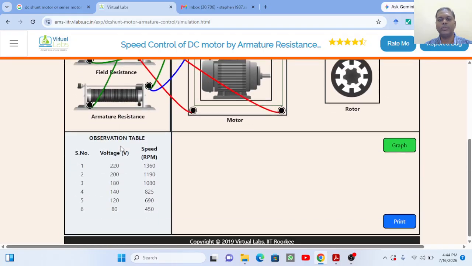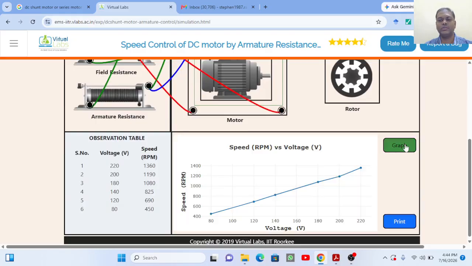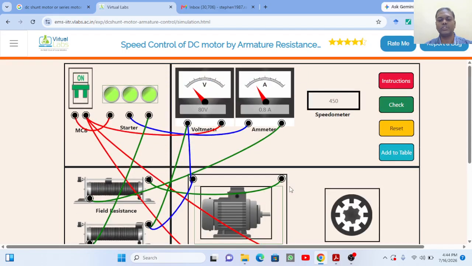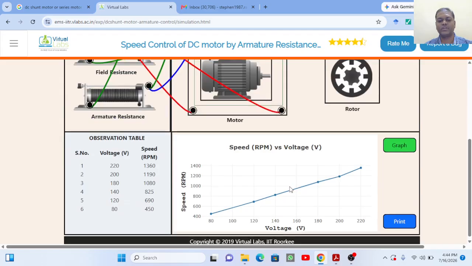Now we are going to plot the graph. Based upon those readings, here is the characteristic between the speed and the voltage. The speed is reduced when the voltage is also reduced. This is the method by which we can reduce the speed of the DC motor by varying the armature resistance.